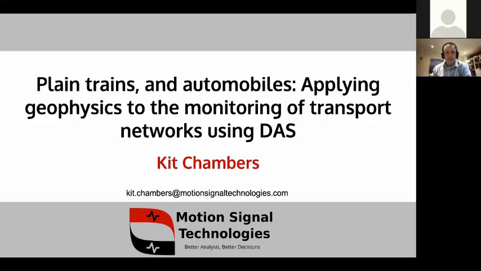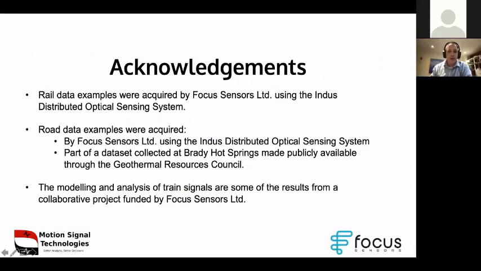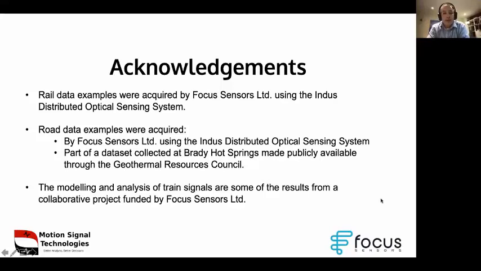So before I begin, let's just try and advance the slides. There we go. I'm going to start off with a little bit of housekeeping. I'm going to show you results from several different data sets collected around rail and road environments in this talk. The rail data examples are all acquired by Focus Sensors Limited using their Indus DAS system.